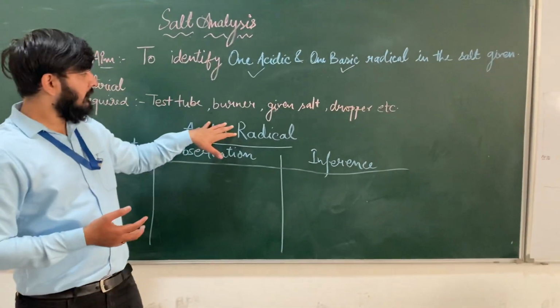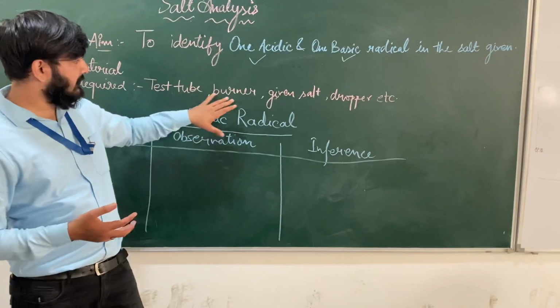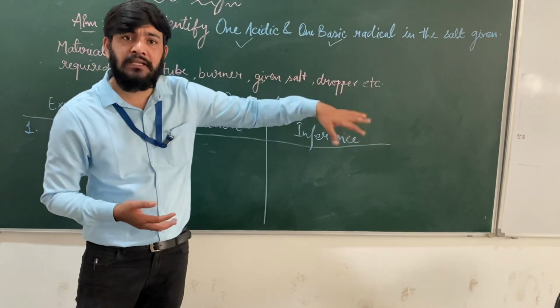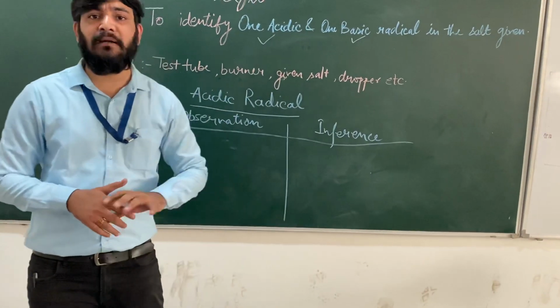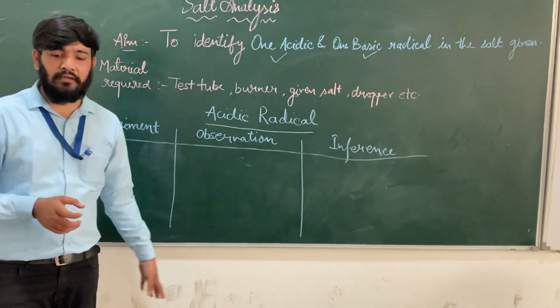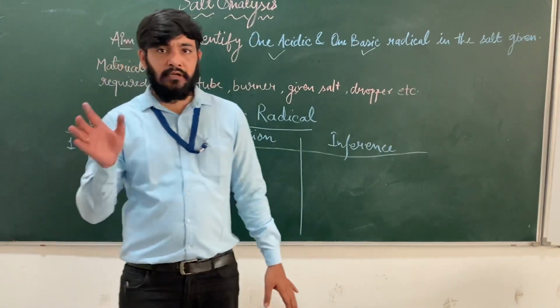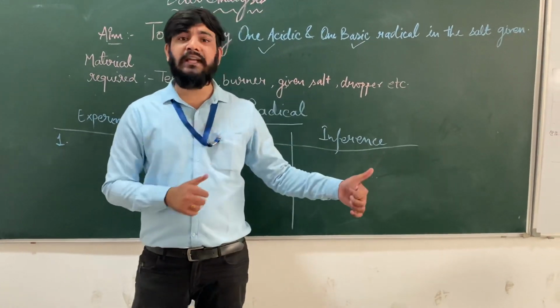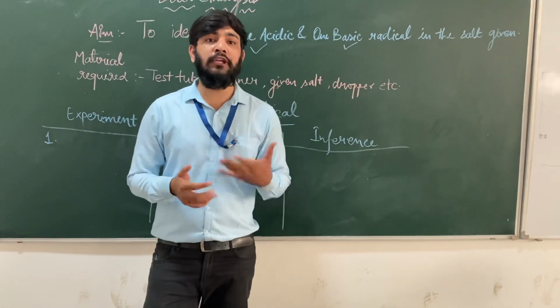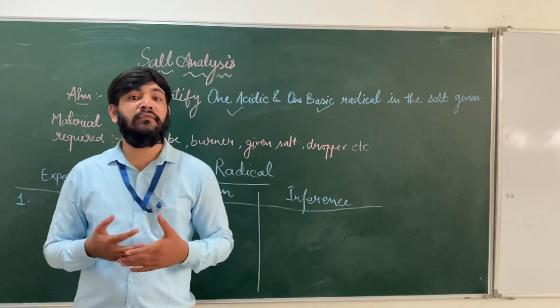Firstly, we will be having test tubes with us, burner, salt will be given to you, dropper, glass rods and the other chemicals which are present in the lab. Now, let us start with acidic radical. Divide your salt into two parts, one for acidic and second for basic. Okay. Now the question comes, how will you carry out the reactions for acidic?